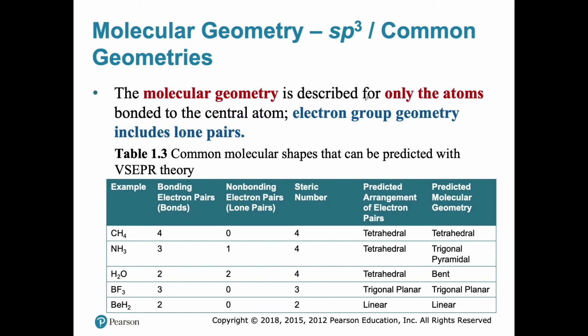Okay. So let's look at some common ones. The molecular geometry is described for atoms only that are bonded to a central atom, but then electron group geometry includes lone pairs. So, for example, we have methane here. 4 bonding pairs of electrons, 0 lone pairs, has a steric number of 4. This is a good chart for you to memorize, by the way. It's tetrahedral.